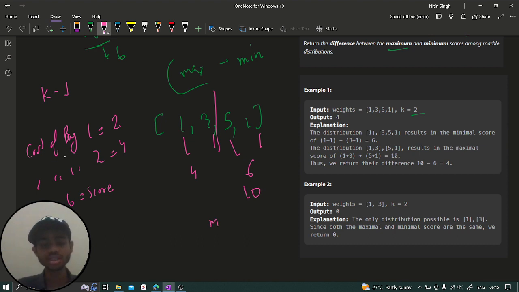And after that we have to do just maximum minus minimum. 10 minus 6 is nothing but 4, right? So we can say 4 is the answer. So the minimum possible score we get is 6, and the maximum possible score we get is 10, right? Here they have provided it in the explanation, so we just simply did this.